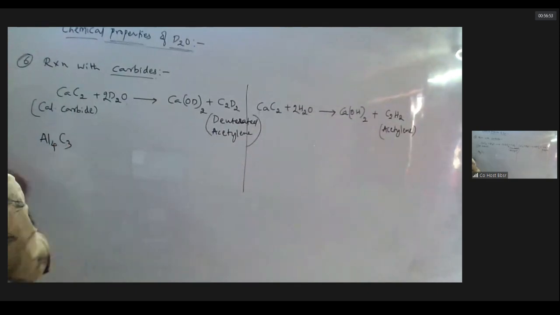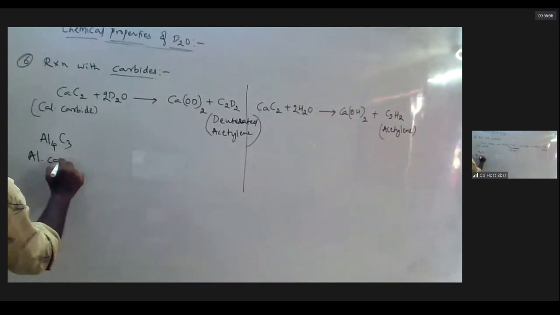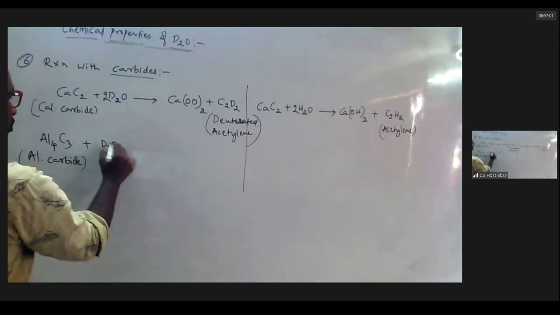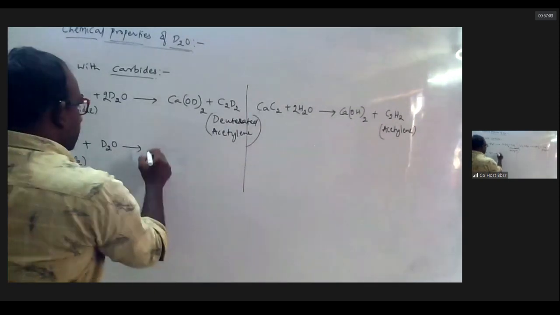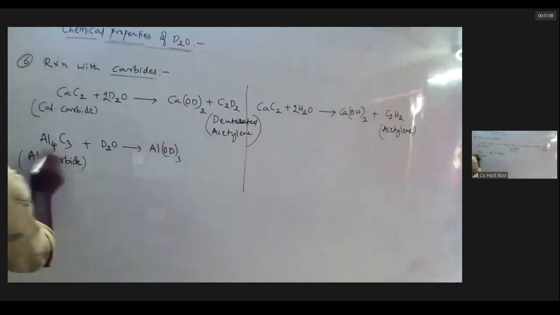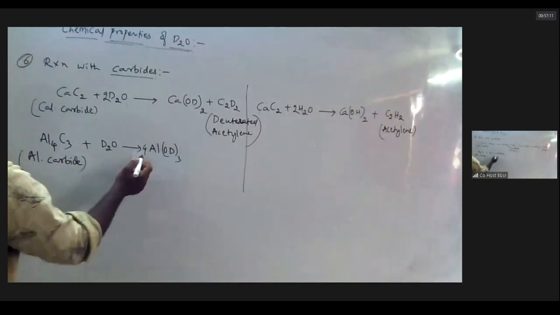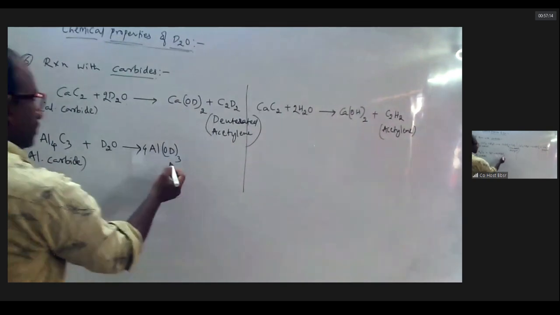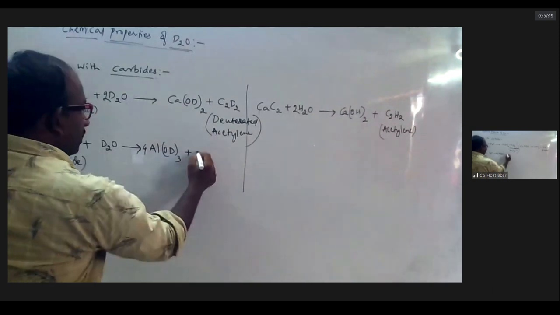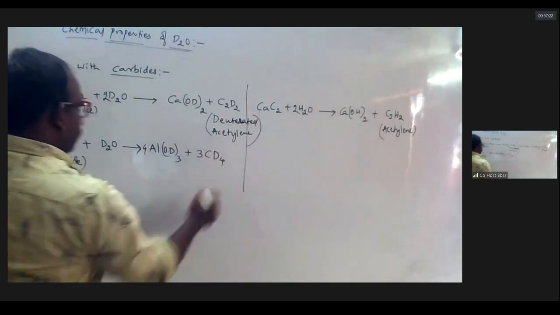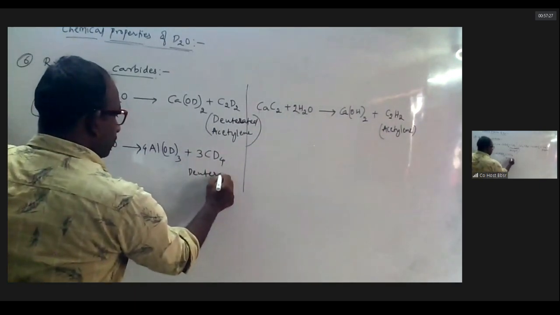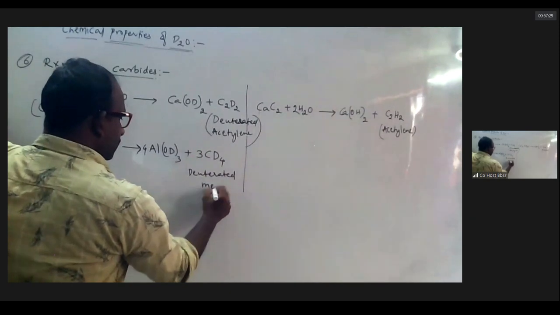Al4C3, aluminum carbide. Aluminum carbide is reacting with D2O. So aluminum hydroxide like this, aluminum OD taken thrice. How much aluminum is there? 4 aluminum, so 4 aluminum deuterated oxide will come. And how much carbon? 3 CD4, 3 carbons. Deuterated methane. This is methane.